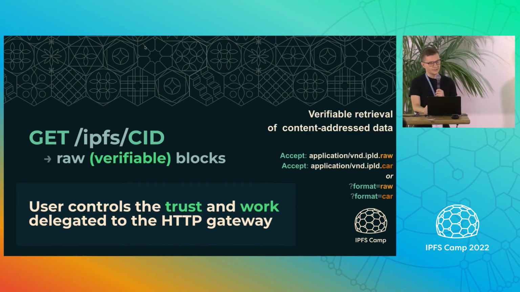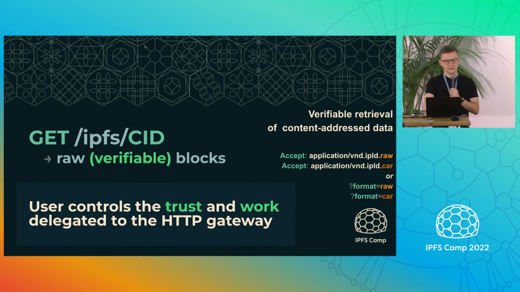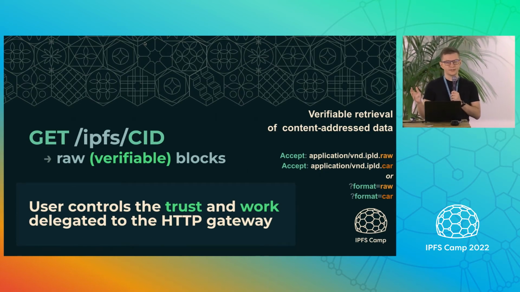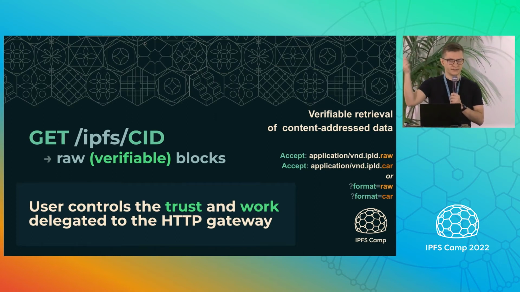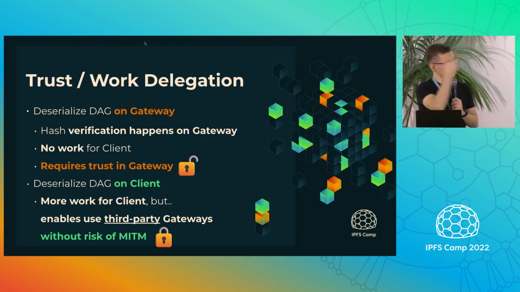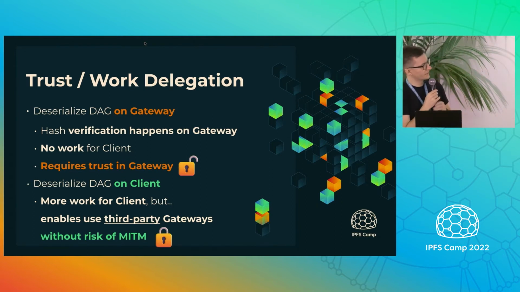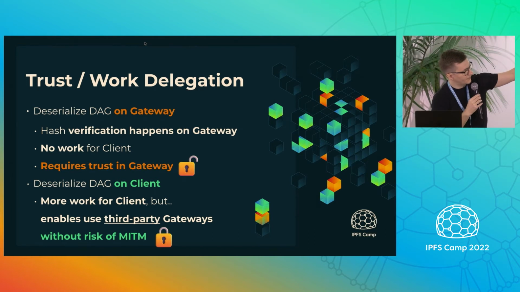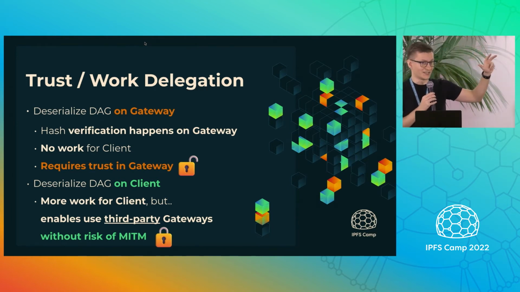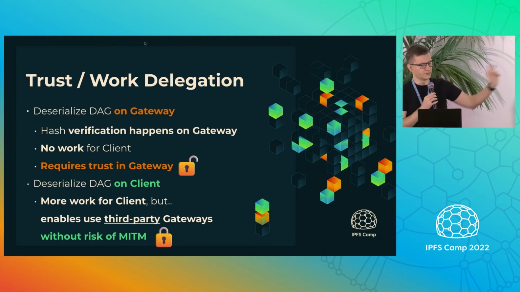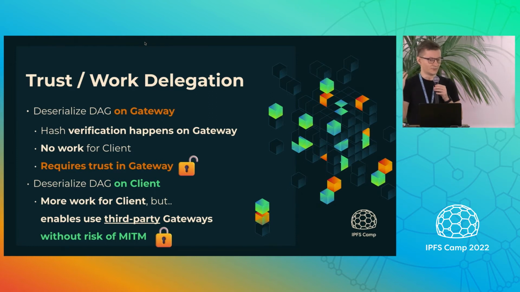But this year, we have the ability to choose, and the user agent is able to opt in to get a verifiable retrieval from the gateway through either an HTTP header with a content type, which is registered at IANA, or a query parameter. And just to maybe illustrate the difference, the difference is where the deserialization of a DAG happens. So the old default, if it happens on the gateway, that means all the hashes are verified on the gateway. So that's no work for the client, maybe better for your battery, but at the same time, you delegate all the trust to the gateway, that the gateway returns the bits that you requested through a CID.